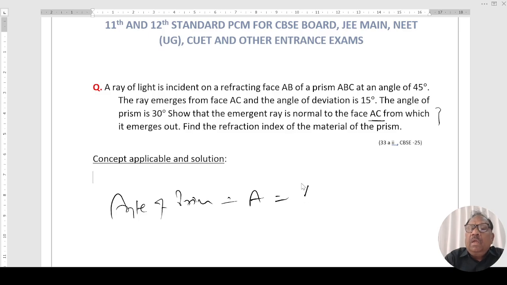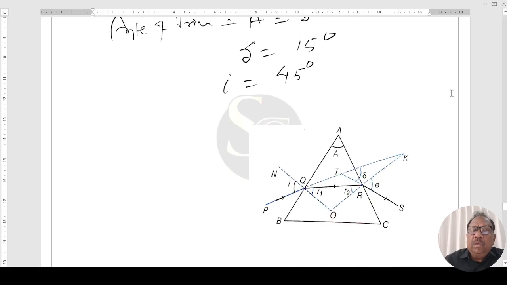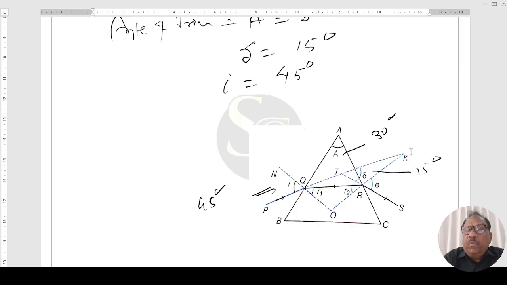The angle of prism ABC is 30 degrees, and the angle of deviation delta is 15 degrees. The angle of incidence is 45 degrees. We have to prove that the emergent angle E equals 0.